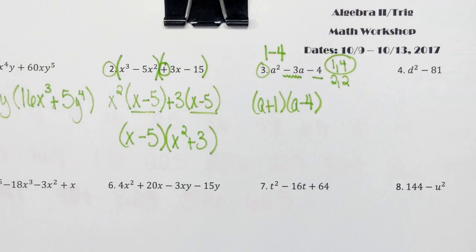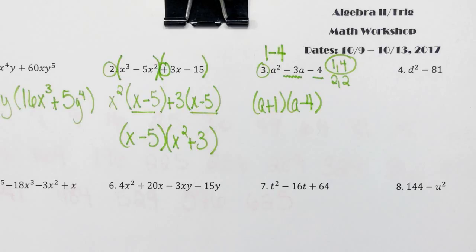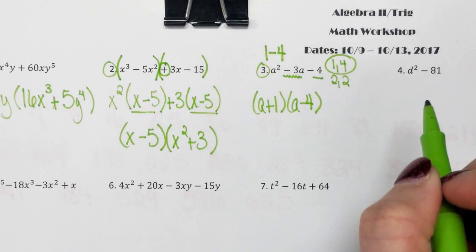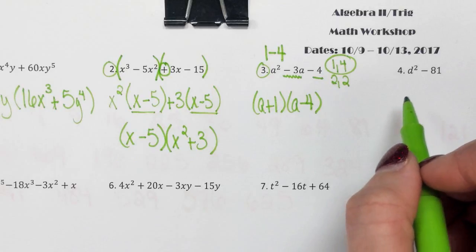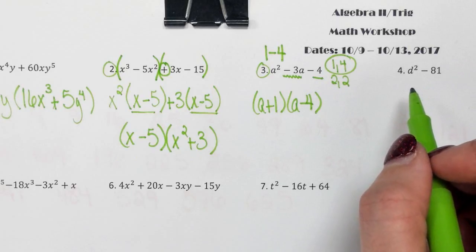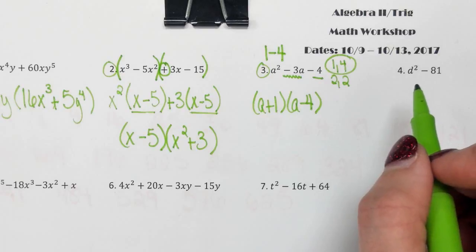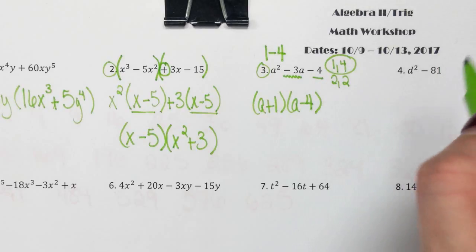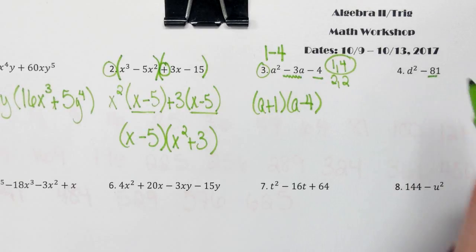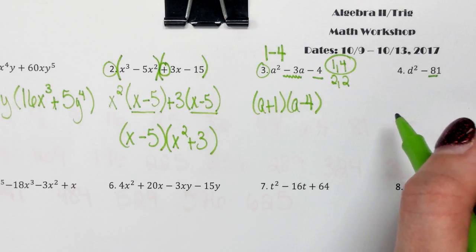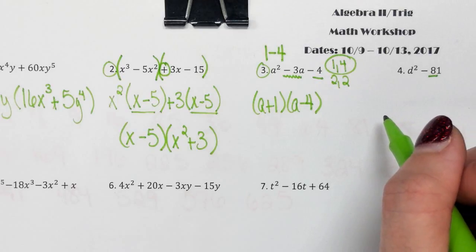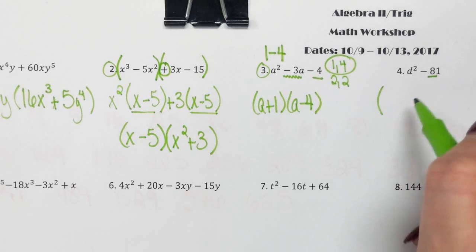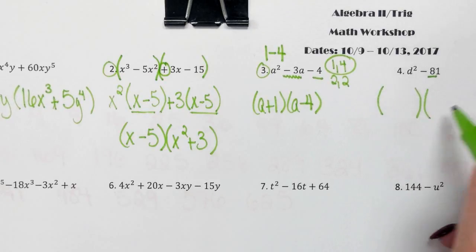All right, and we're going to learn the last one today. Or not learn, we're going to review it because you already learned it in 9th and 10th grade. So look at number 4. It's the very last one we need to go over, okay? How many terms does number 4 have? 2. Does it have a GCF? No. So if it has 2 terms and no GCF, what do you notice about the 81? It's a perfect square. So this is called the difference of 2 squares.